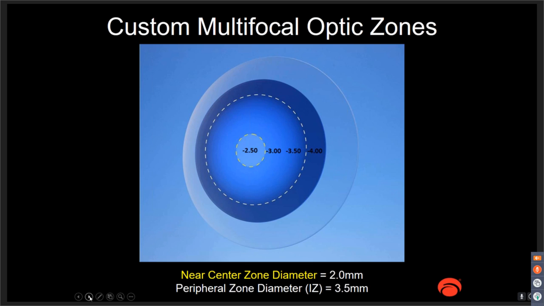But if you have somebody who needs to drive, then you're going to take that second outside ring, right between the 3.5 and 4, and you would minimize that. You would change that. You would give them, therefore, more distance, and you're not really losing any near. So that's the beauty of this kind of design, is that you can do what needs to be done to enhance the vision without cheating on the powers, which is what we've been doing in the past.